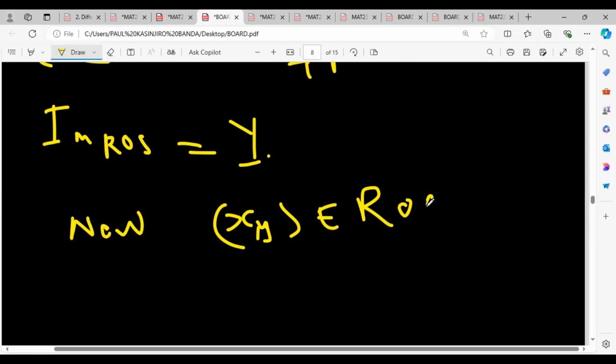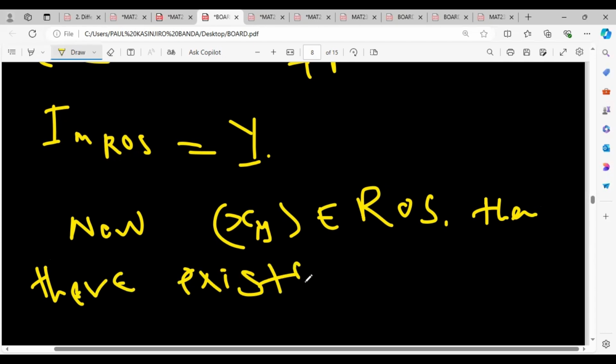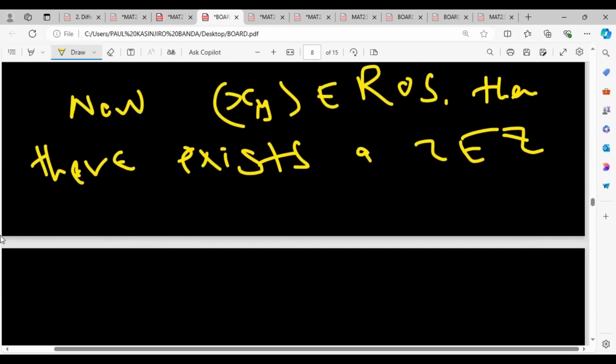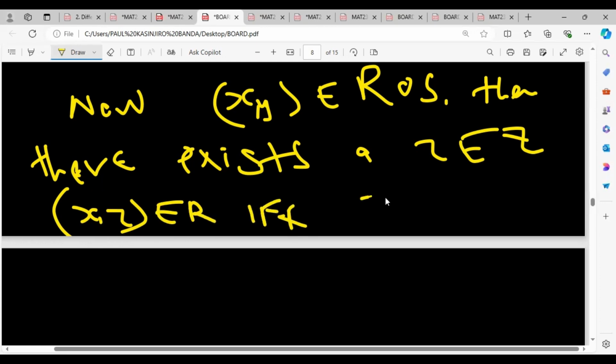Be a member of R of S. Then there exists a Z in the set Z such that the coordinate (X, Z) is a member of this relation R if and only if the coordinate (Z, X) is also in the set S. So that's what we get there.